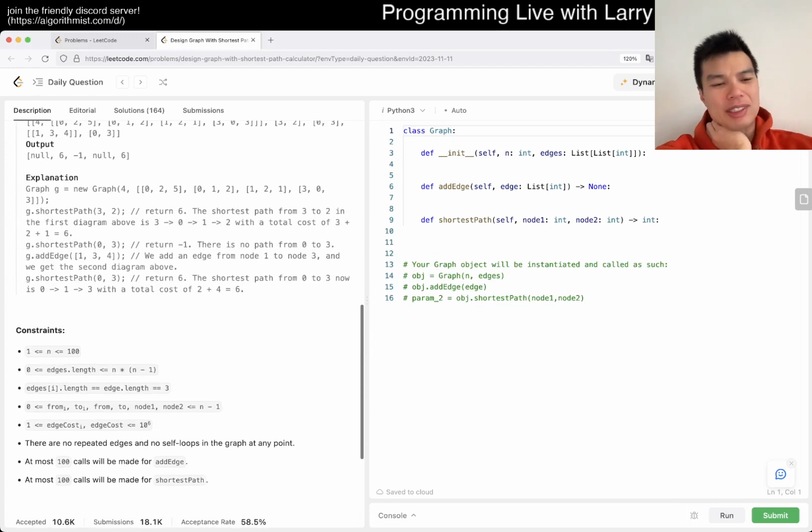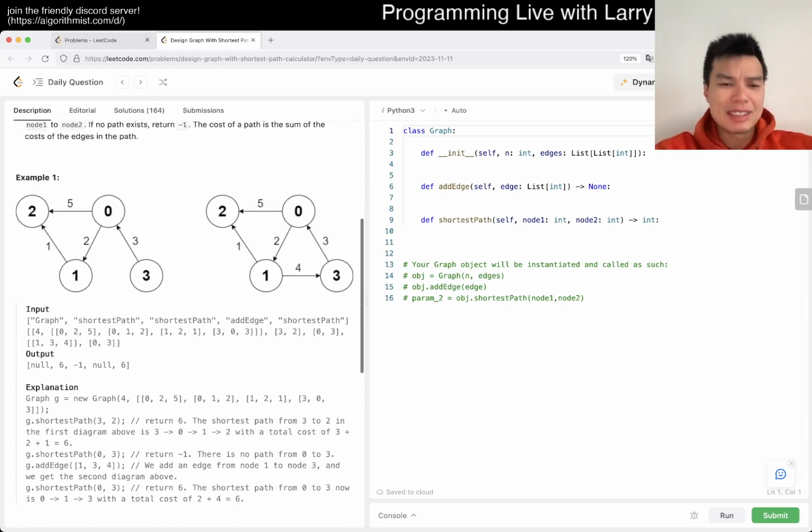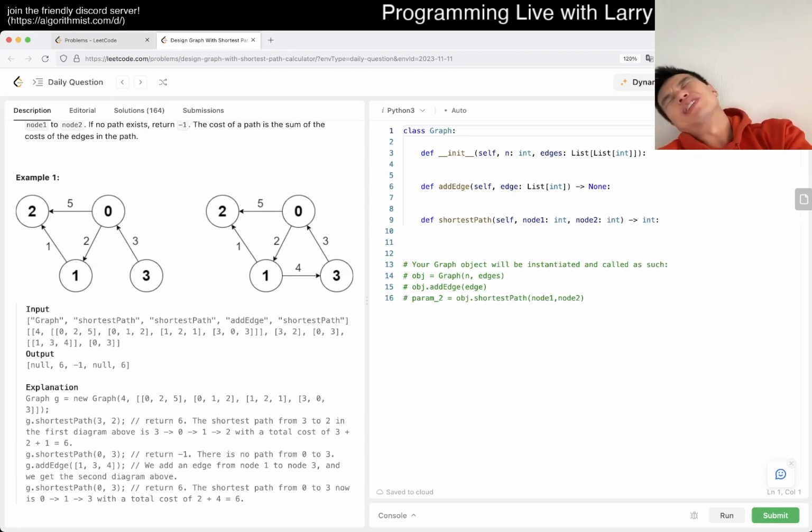Let me look at the constraints. Constraints are 100, which makes it a little bit dumber, because then you can do n cubed stuff, right? Because there are n squared edges, and they even have further constraints on edges and shortest path. I'm trying to do the math in my head a little bit. I feel like in that case, it's just like, is naive good enough?